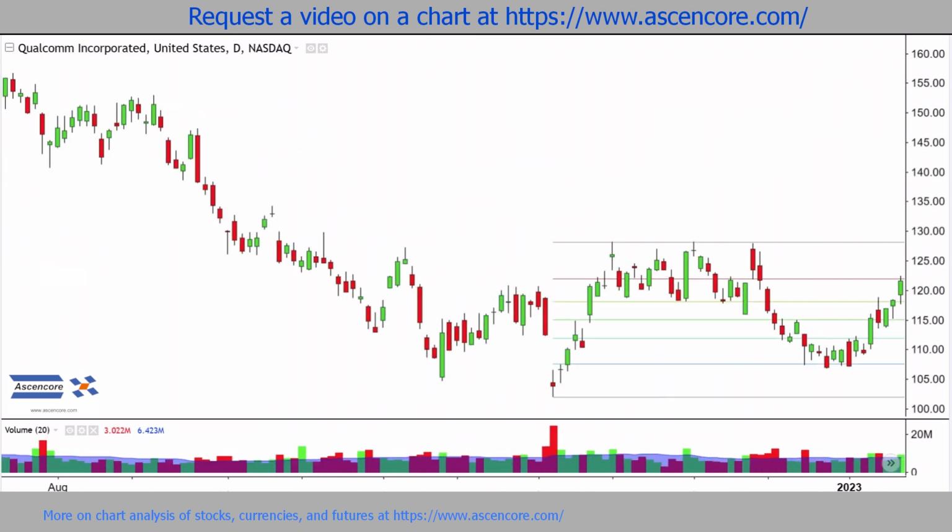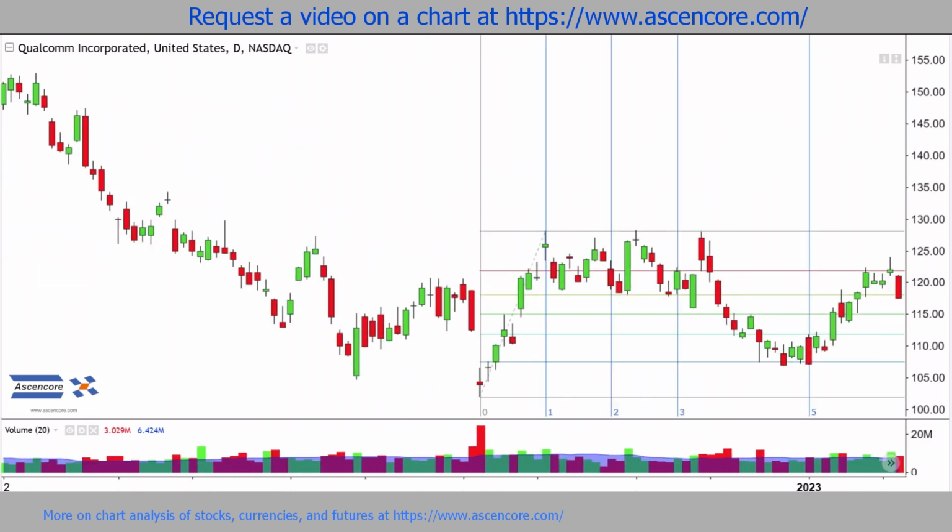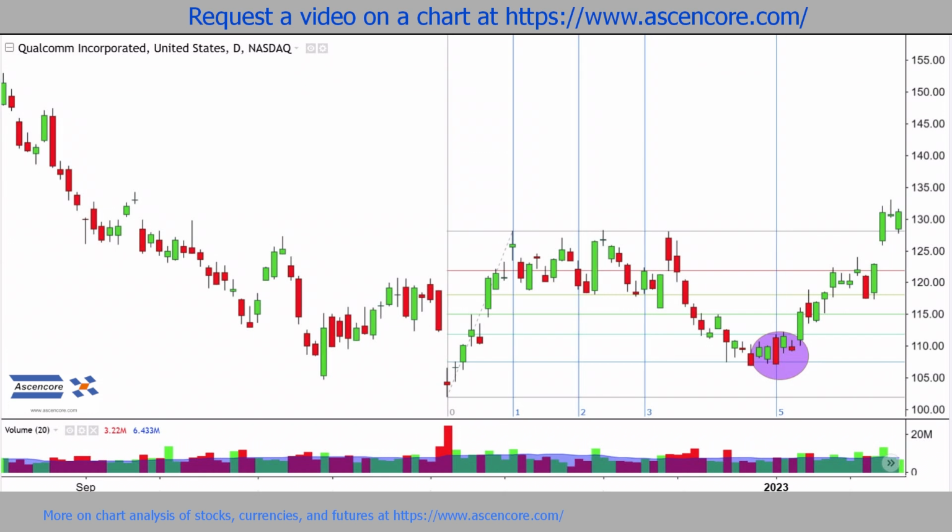This example begins with a fairly deep retracement. Then we can base a fib time zone on the same range as the initial uptrend.